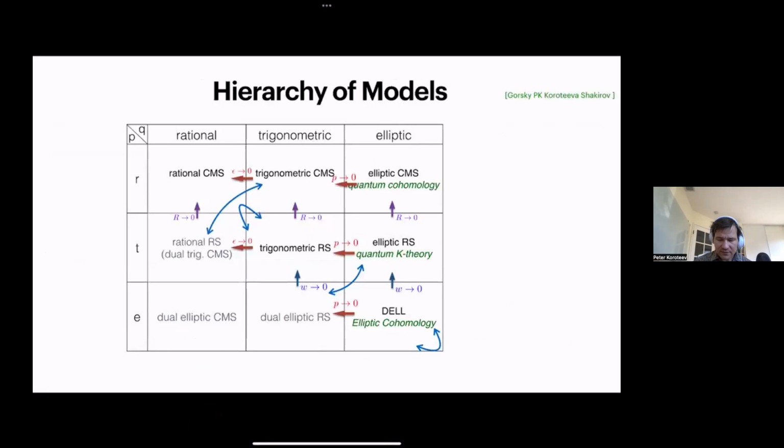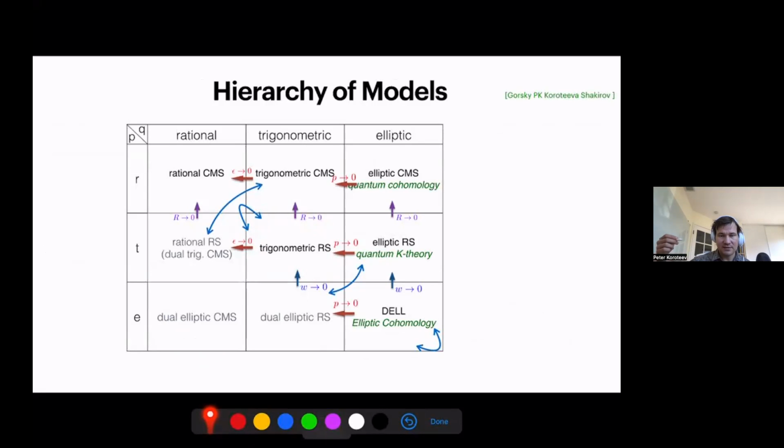Now, there's a whole hierarchy of models, and the TRS model lives in the middle of this. We know that there are rational, trigonometric and elliptic systems, and you can make it rational, trigonometric or elliptic both in coordinates and in momenta, right? And then there's this diamond, 3 by 3, where all our favorite models are put. TRS is trigonometric in both. And then there's some sequence of limits, so you can travel between TRS and trigonometric Calogero, and then rational Calogero, and then rational Ruijsenaars, which is dual to Calogero, and so on.